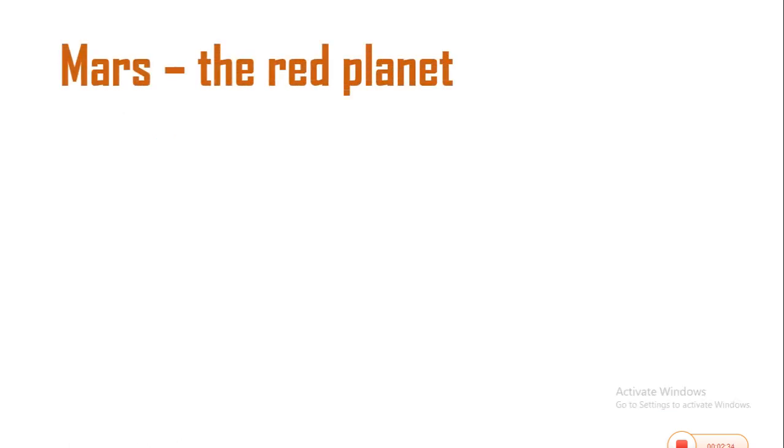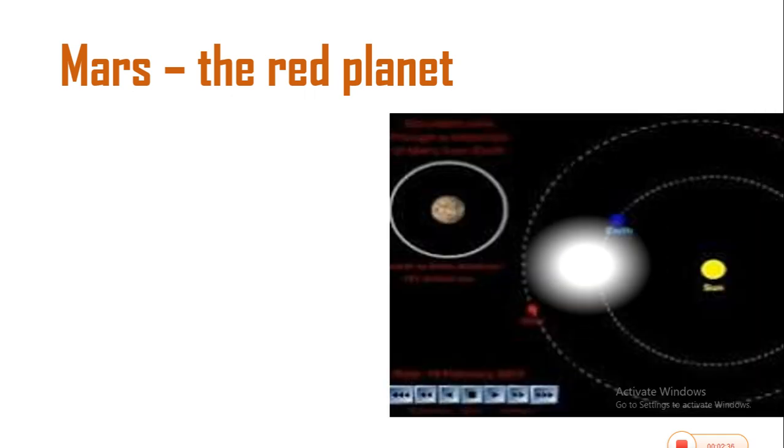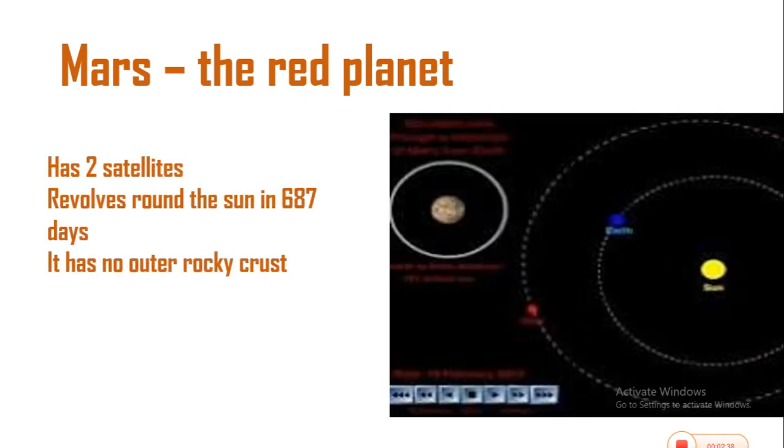The 4th planet is Mars, also known as the red planet. Mars has 2 satellites. It revolves around the Sun in 687 days. It has no outer rocky crust unlike the Earth. The Earth has an outer rocky crust.